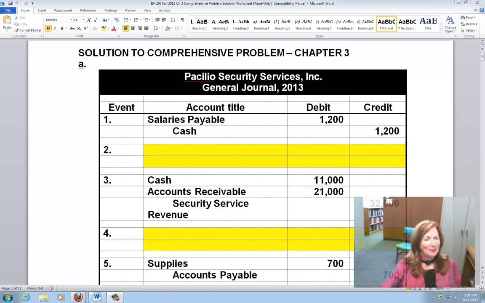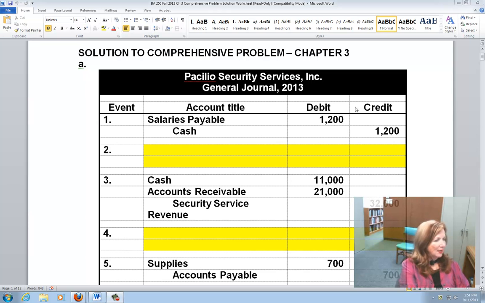The comprehensive problem for Chapter 3 can be found on pages 204 and 205 at the very end of the chapter. And I have the solution that's in the Moodle classroom set up for you here on the screen. You can see that it has the name of the company, and it says we're working with the General Journal for the first part of the assignment, and it's for 2013. So let's look at what this problem says.